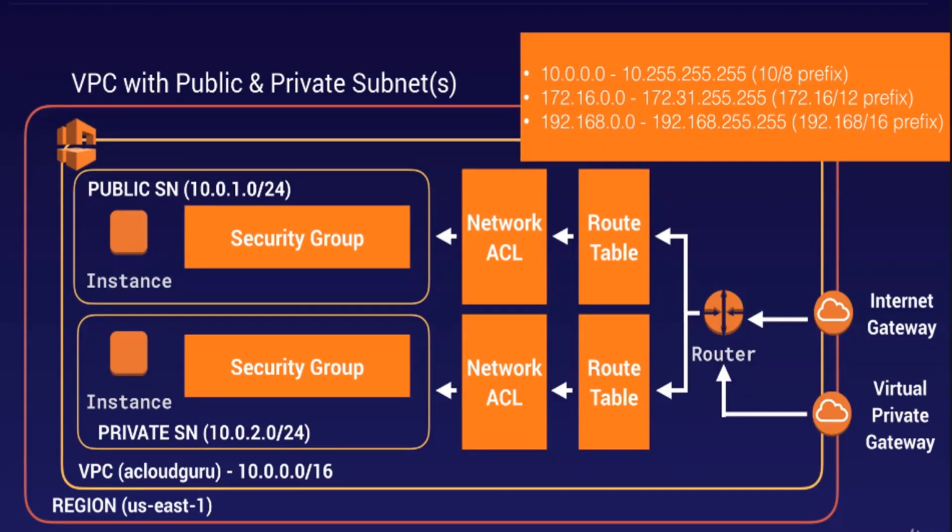Now, if you see here, the traffic is coming either from the Internet Gateway or from VPN or VPG, and it is hitting my router. Now the router, based on the routing table, will decide where the traffic should go. It should go here or it should go here. So if you see here, there is something called public subnet and there is something called private subnet.